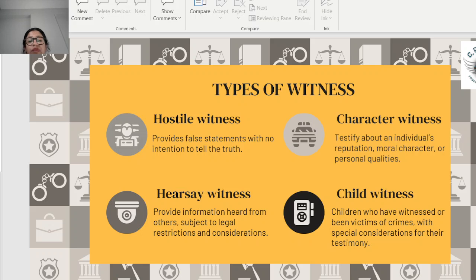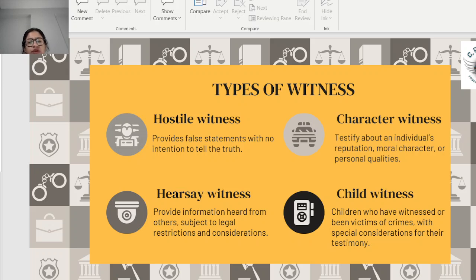Okay. Now, coming to the last type of witness, which is the child witness. What is a child witness? The term suggests it, all right: a witness who is a child. The children who have witnessed or been the victims of a crime are known as child witnesses, right? He should have the capability of understanding the questions of the court. Child witnesses also come with special considerations for the testimony. We will discuss it in the further slides.